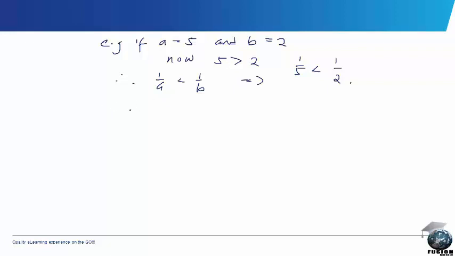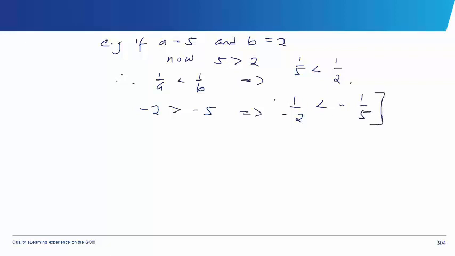So also it doesn't really matter if they are negative numbers. Let's find out what happens if they are negative numbers. It implies that minus 2 will be greater than minus 5. But when we take the inverse, 1 over minus 2 will become less than 1 over minus 5.